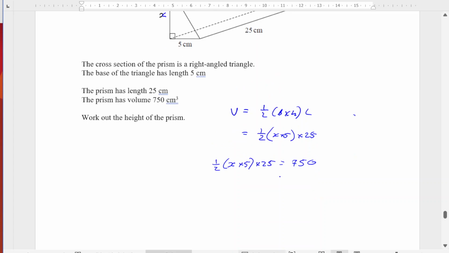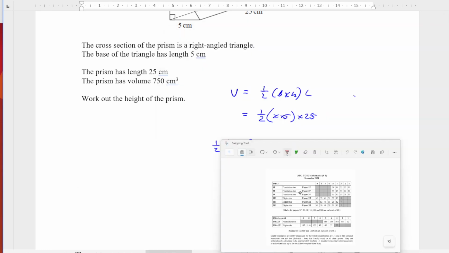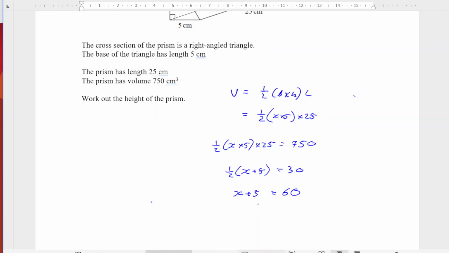What I'm going to do is divide both sides by 25 to start off with. So a half of x plus 5 is going to be equal to 30. I'm going to times both sides by 2 to get rid of this half. So x plus 5 is equal to 60. And then my final step is I'm going to subtract 5 from both sides. So x is going to be equal to 55. And that doesn't look right.